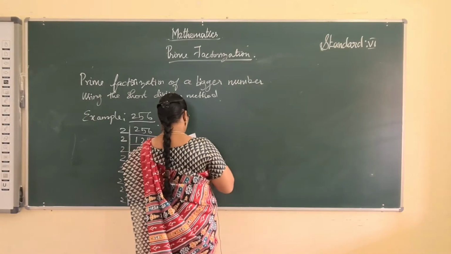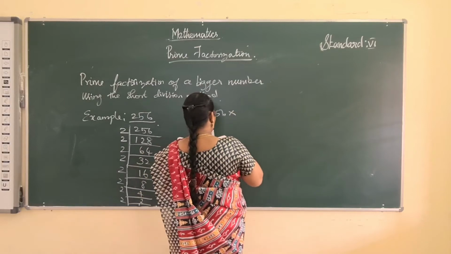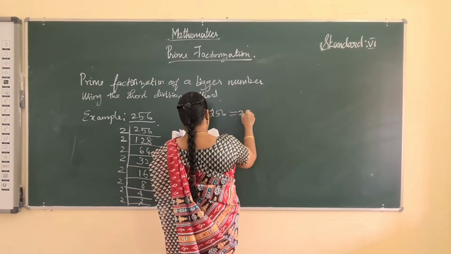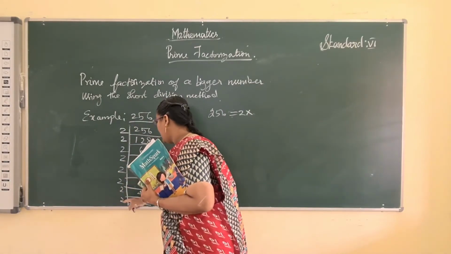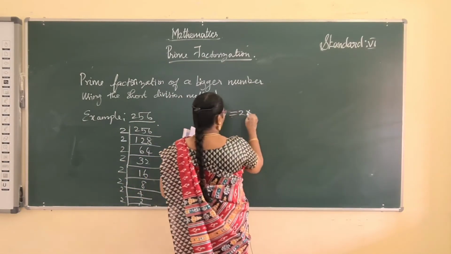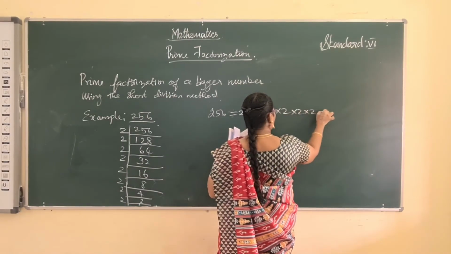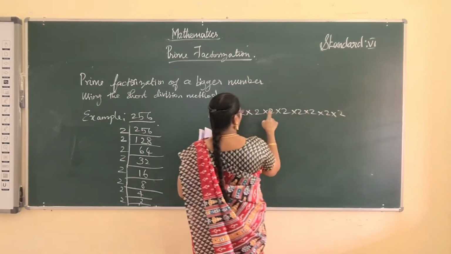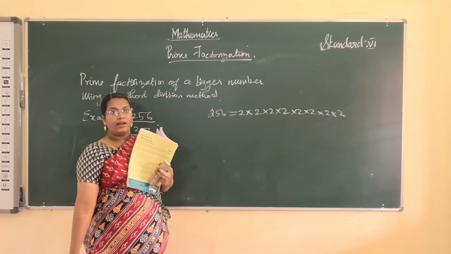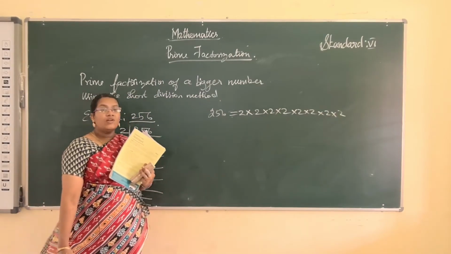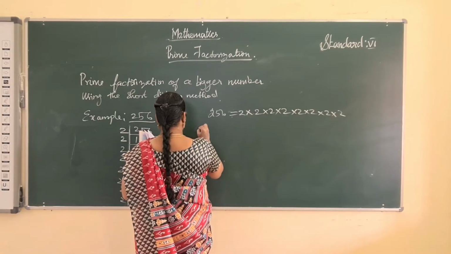Thus for 256, what are the factors? How many times is 2 repeated? 1, 2, 3, 4, 5, 6, 7, 8. 8 times repeated. So 2 into 2 into 2 into 2 into 2 into 2 into 2 into 2, 8 times. So 2 multiplied by itself 8 times gives the value 256. That's it. Another example.